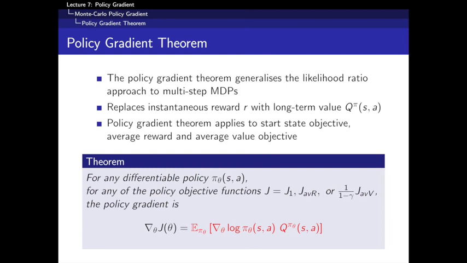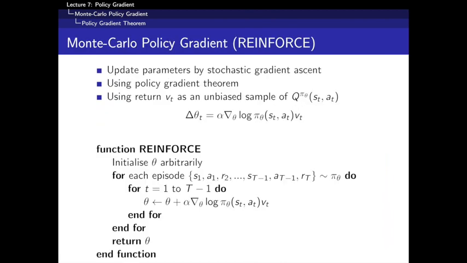Let's consider the simplest way to actually use that now to make an algorithm. We call this the Monte Carlo policy gradient, which is roughly the same as a really old, well-known algorithm called REINFORCE. And the idea is to update the parameters by stochastic gradient ascent. So we're going to get rid of that expectation now and just do something very practical. We're going to use the policy gradient theorem and just sample that expectation. The term which appeared in the policy gradient theorem was this Q. So let's just estimate Q by using the return as an unbiased sample of this Q.